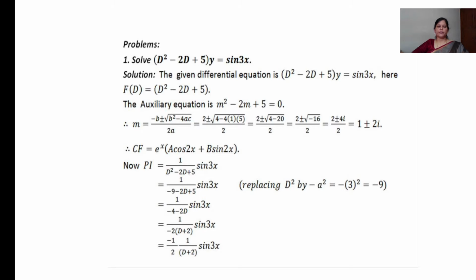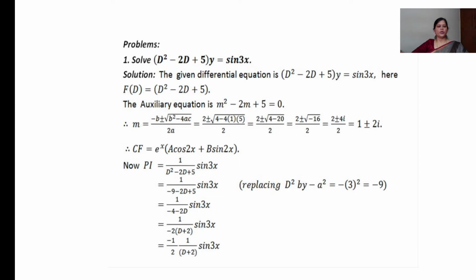Now we are going for some examples. The first example is solve d square minus 2d plus 5 into y is equal to sin 3x. So the given equation is in the form of f of d into y is equal to f of x. So first we will take the f of d from that. So the f of d value is d square minus 2d plus 5. So from that the auxiliary equation is m square minus 2m plus 5 is equal to 0.